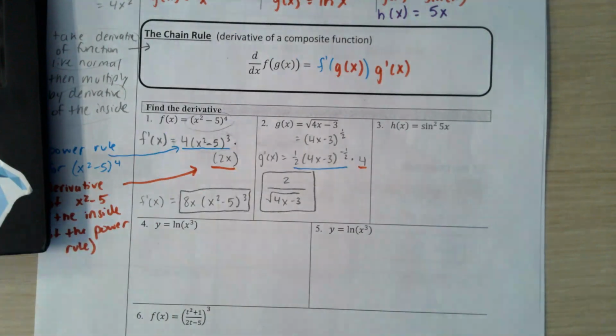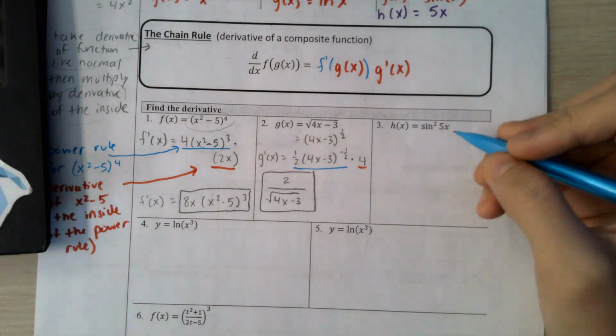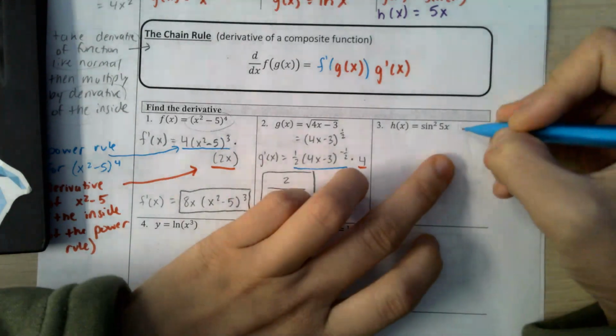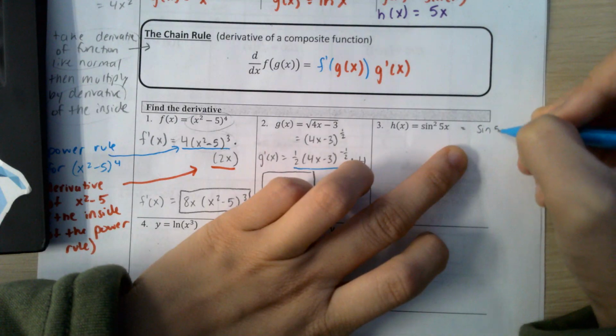Okay, so this one's a bit trickier because it's multiple chain rules. So it's like chain rule and then another chain rule. So another way, the tricky thing with sines and cosines, we've actually done this before, is you could rewrite this as sine of 5x, that whole thing squared.